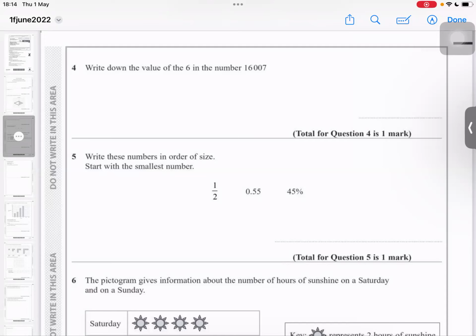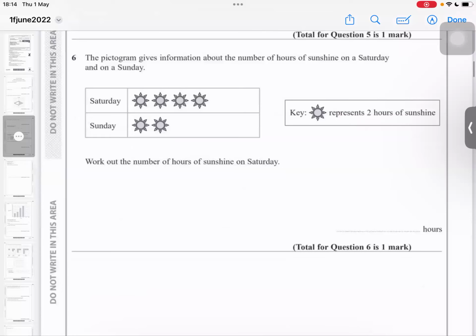All right, so we move on. The pictogram gives information about the number of hours of sunshine on a Saturday and on a Sunday. Obviously, it looks like we had more sunshine on Saturday by that pictogram. Pictograms are really nice because they show you the data from a good standpoint just because they are pictures. It says each of those sunshine things represents 2 hours of sunshine.